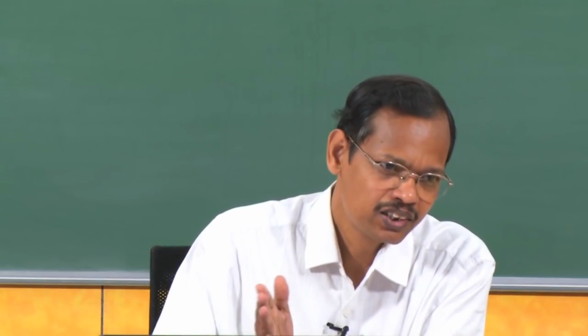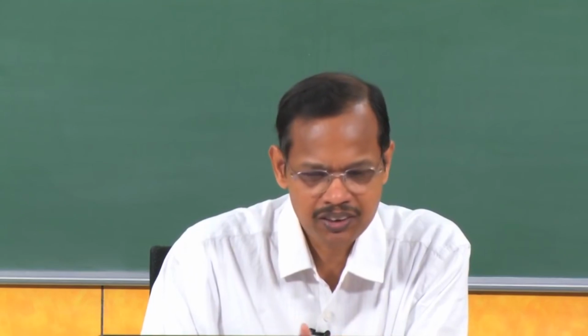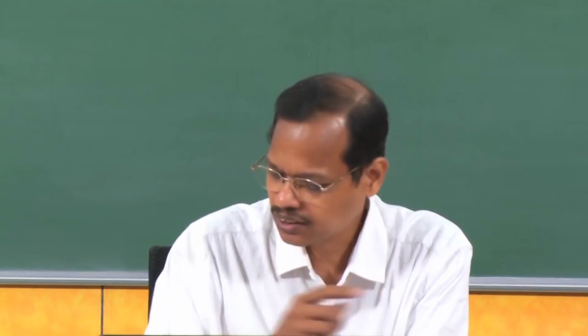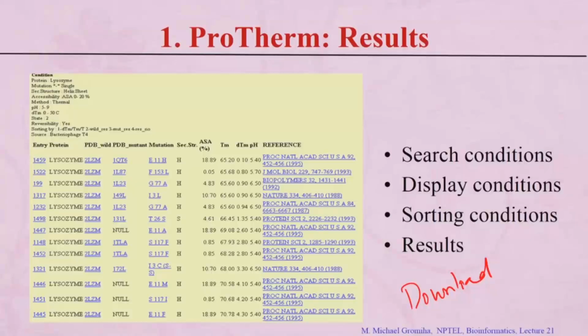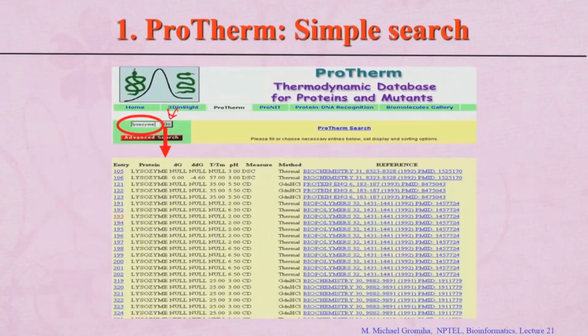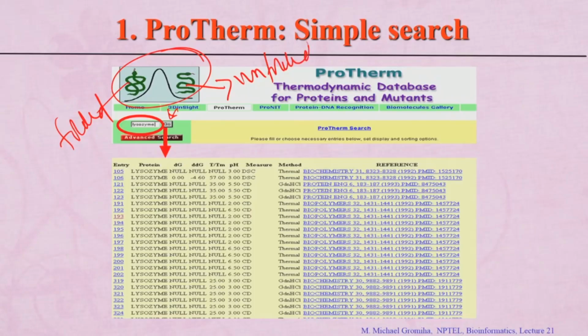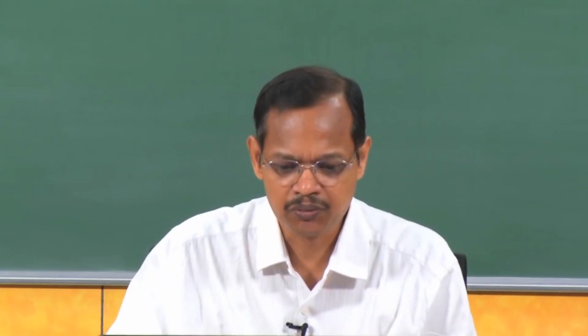In the second part we discussed the database. What is the name of the database? Protham. This is a thermodynamic database for proteins and mutants, which is why they put the name Protham. If you see the Protham logo, this is a folded state, this is an unfolded state, and this is a curve. Yesterday I showed the thermal denaturation curve. This is how we designed this logo to show the thermodynamic stability for proteins and mutants.